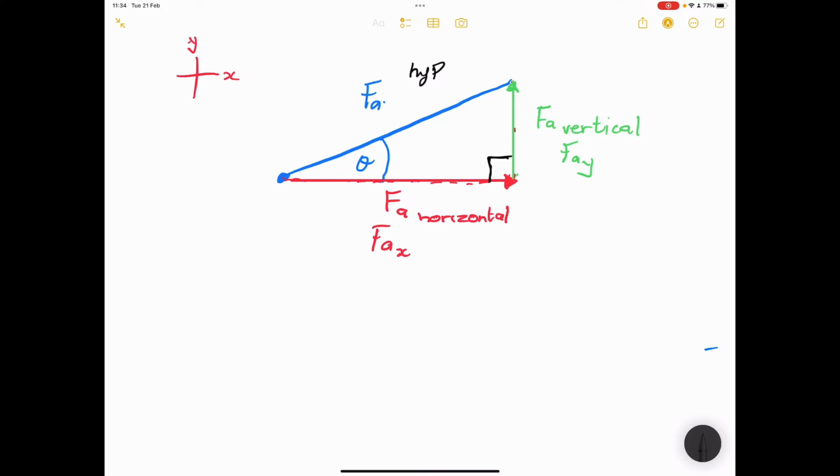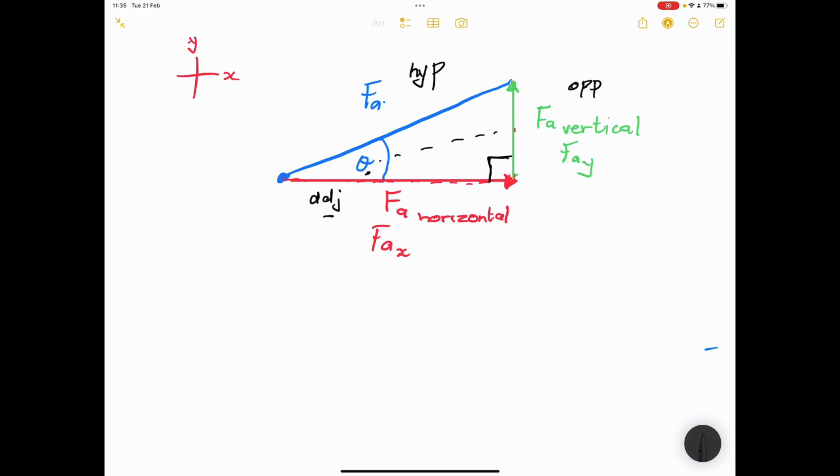Now, relative to this angle theta, what is this side? This is our opposite side. And of course, this side over here will be our adjacent side. Adjacent just simply means next to, so that side is next to the angle. This one we've already called the hypotenuse, so this one becomes the adjacent side.